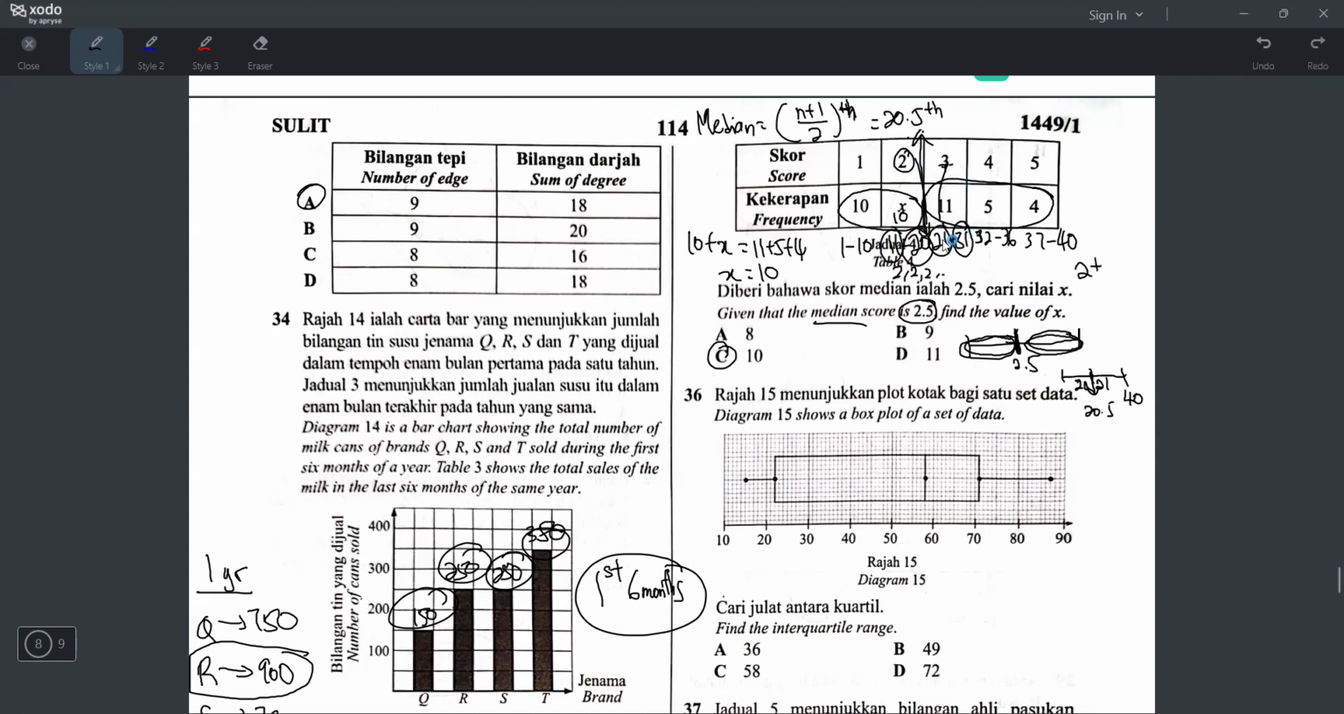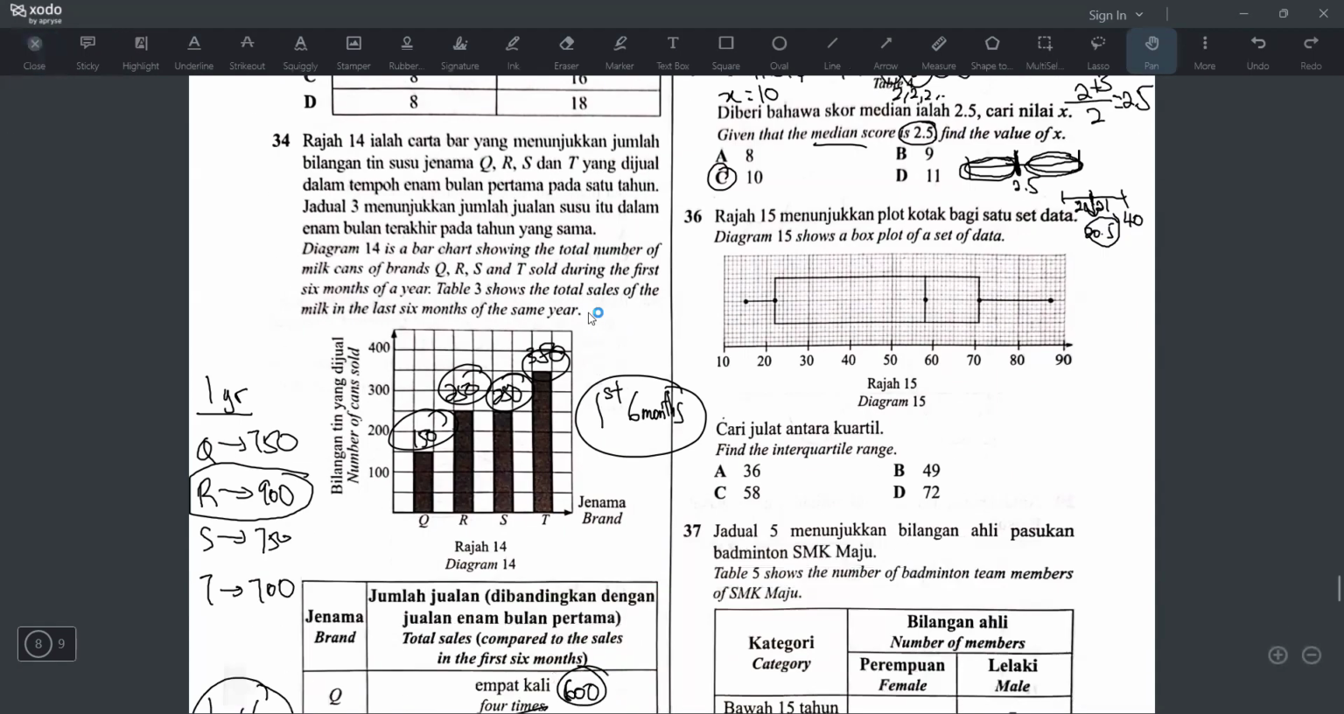So the 21st number is 3 and you have to tambah bagi 2 because the median is 20.5. So you have to take the nombor ke-20 and nombor ke-21 tambah bagi 2. And if you tekan this memang you dapat 2.5. That's how you know your answer is correct. C is the answer, because you dapat median 2.5. If you try with 8, 9, 11 you will not get median 2.5. Okay, hope you understand.